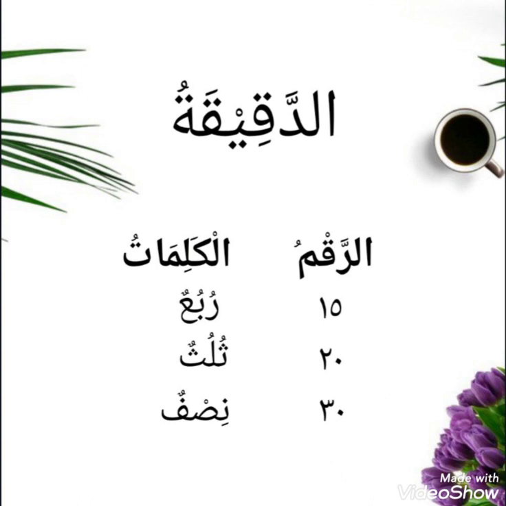Right, now we move on to another section called exceptional numbers. Here we have 3 numbers that are not spoken in their regular form. For example, 15 we would usually say khamsata ashar, but for hours we say rubu'. 20 we say thuluth, and 30 we say nisfu.